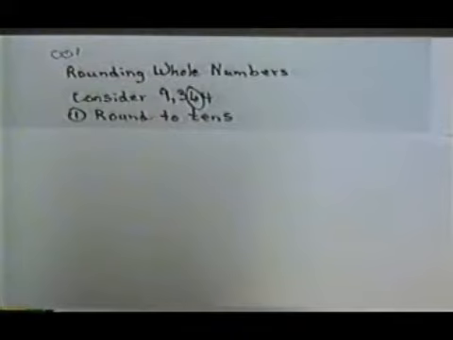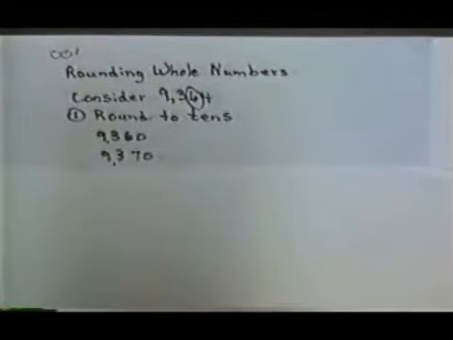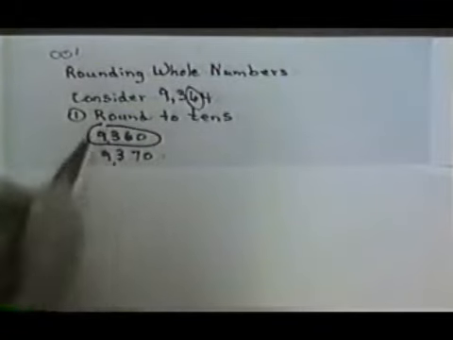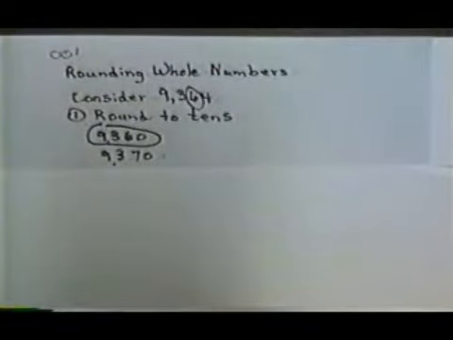So I really want to know, is the number closer to 9,360 or is it closer to 9,370? If we're rounding to tens, we're trying to see whether it's close to 6 tens or whether it's closer to 7 tens. So if we look at the number 64, you can see that 64 is closer to 60 than it is to 70. So when we rounded to tens, we'd round to 9,360.